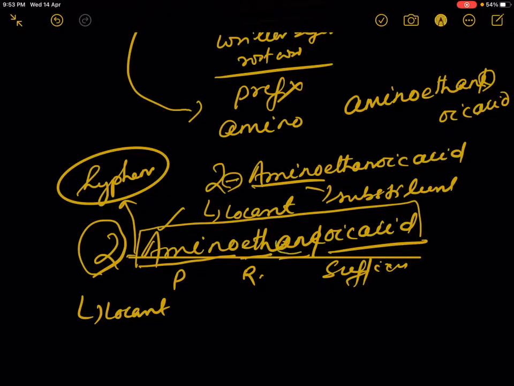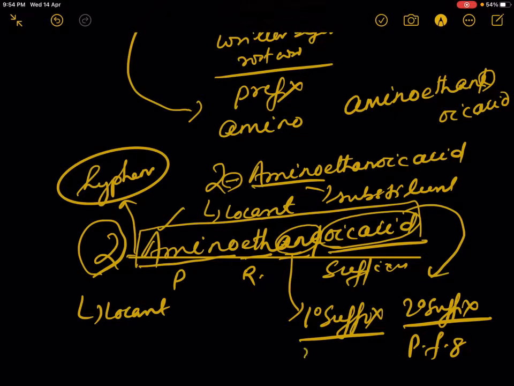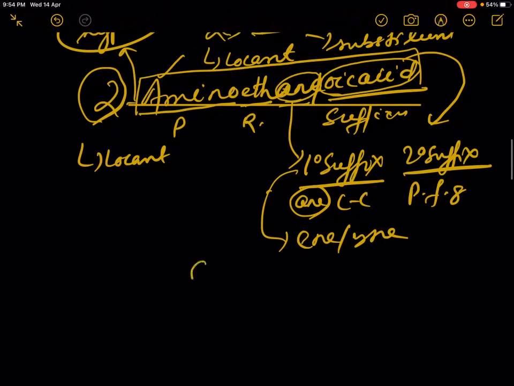Here we have written two suffixes. This "ane" is known as the primary suffix and this "oic acid" is known as the secondary suffix. This is the principal functional group and this is "ane", for carbon-carbon single bonds. Other primary suffixes are "ene" and "yne". So suffix is of two types, primary suffix and secondary suffix.